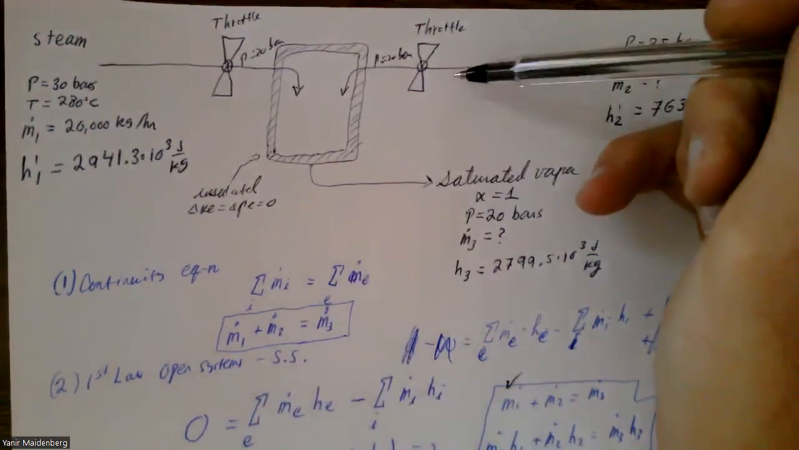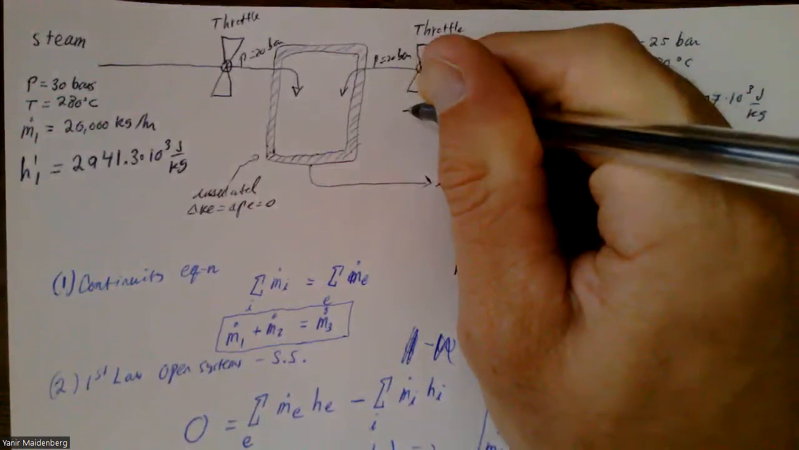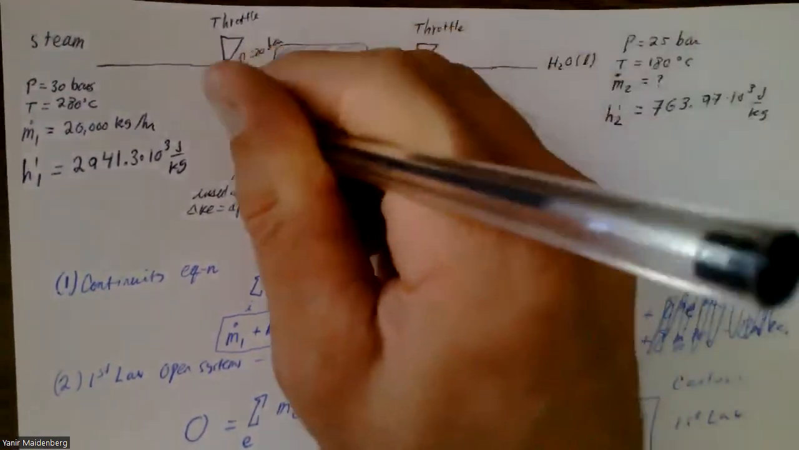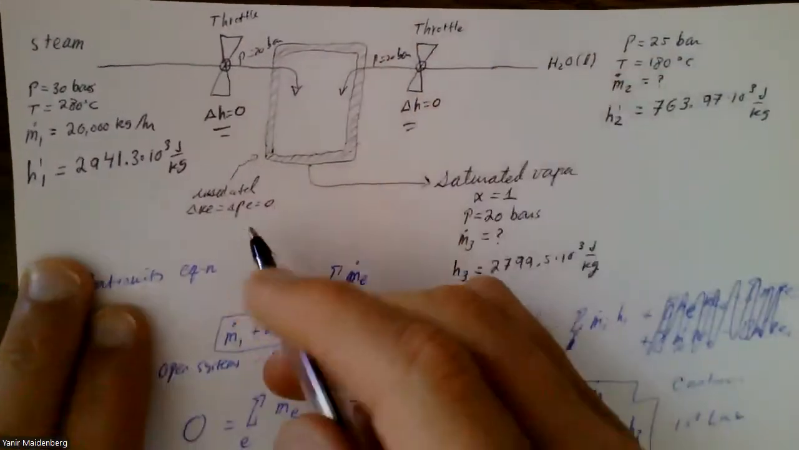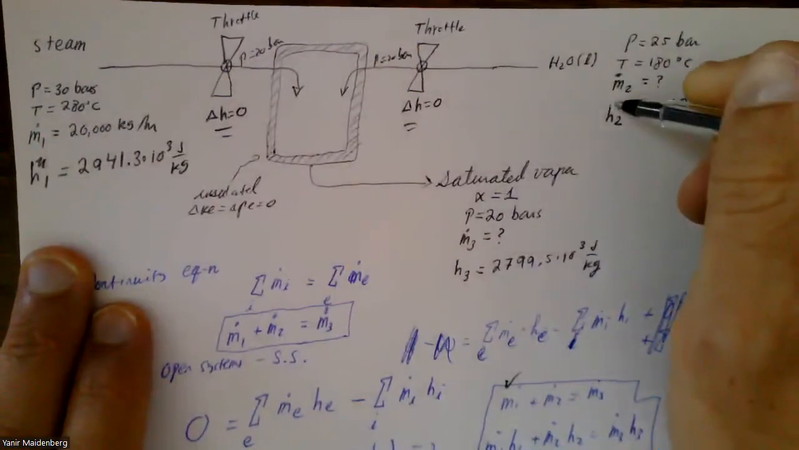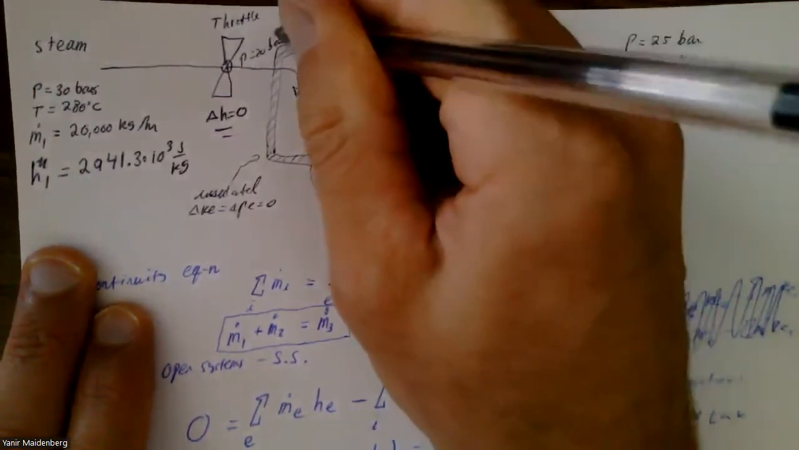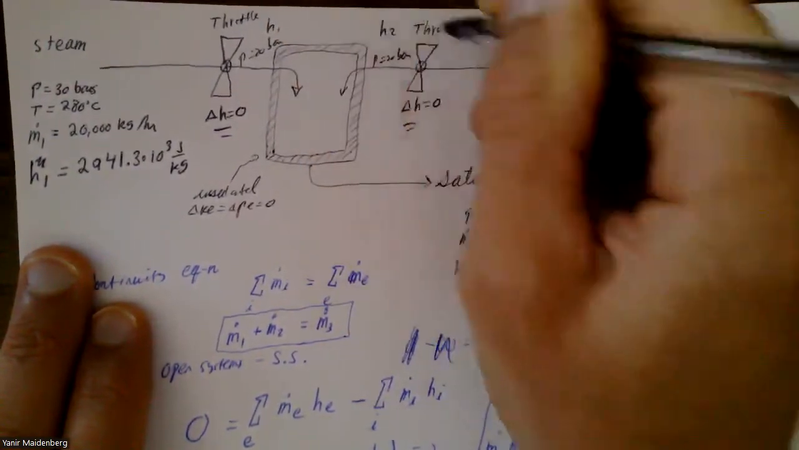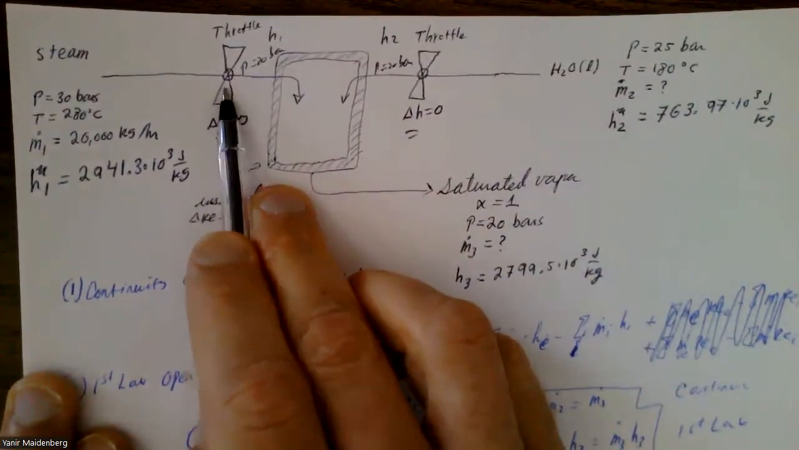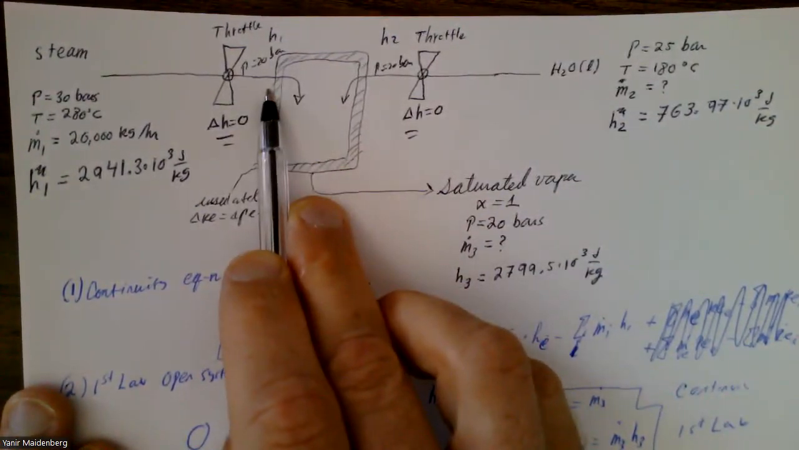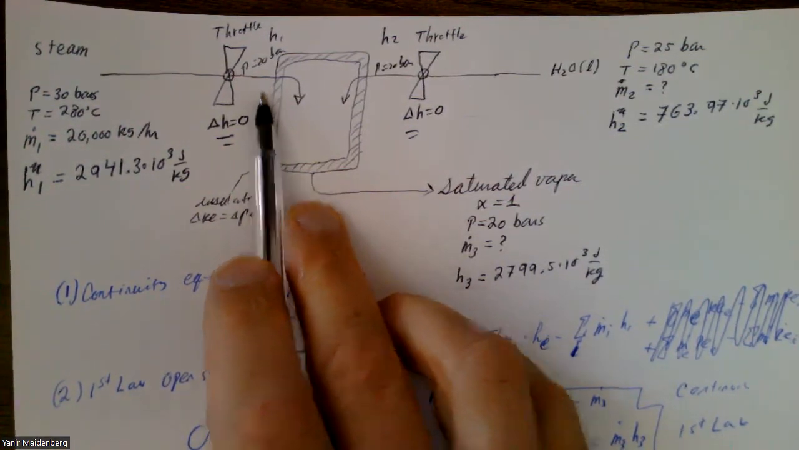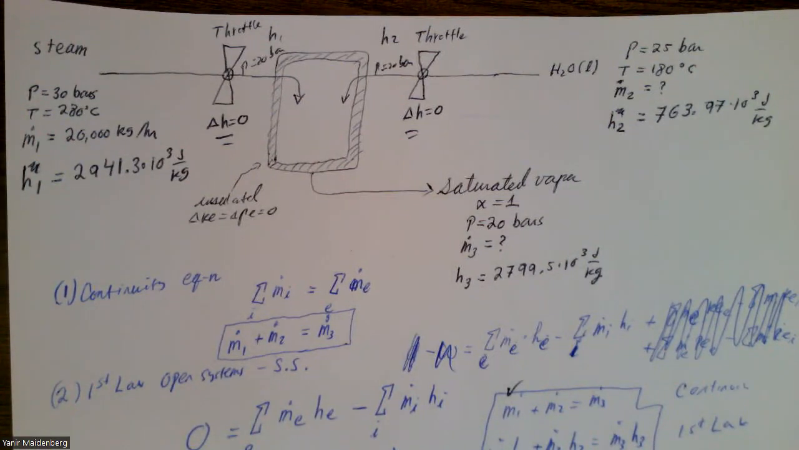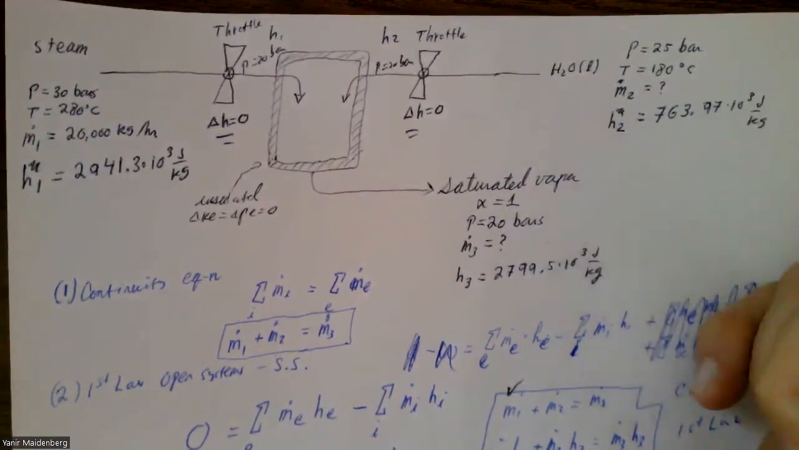But because I'm doing it through a throttle, what I know for throttles is that delta H is equal to 0. This is isenthalpic. So that means that this H1 prime is actually H1 and H2 prime is actually H2, because they will be the same here and here. They don't change because it's a throttle. So I don't really care what it looks like here. I could figure it out if I was asked for the temperature, and we could do a worked out example of the actual temperature change in this scenario. But we're not being asked for it.